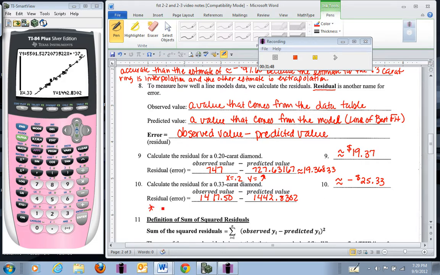Okay? So one error is above and one error is below. So here's a little note you can make to yourself. Error can be positive or negative.